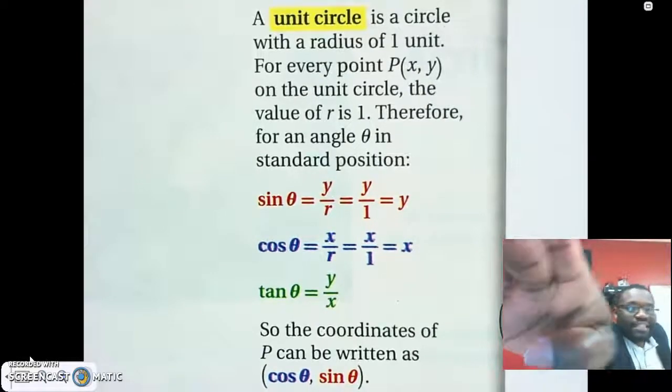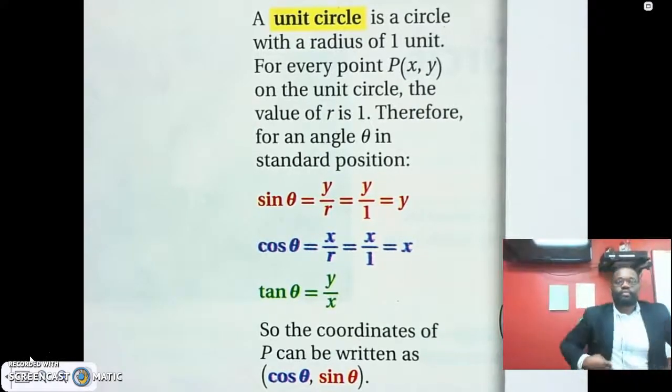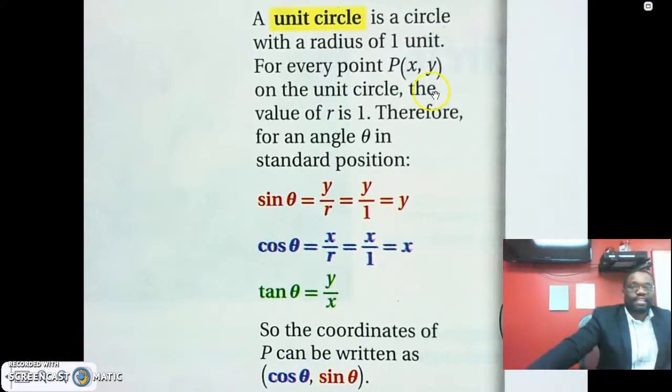A unit circle is a circle with a radius of 1 for every point x, comma, y. Radius of 1 is important. The value of r is 1, therefore, an angle theta in the standard position, and we talked about standard position before, that is sine is y, cosine is x, and tangent is y over x. It says here, so the coordinates of the point can be written as cosine, comma, sine.